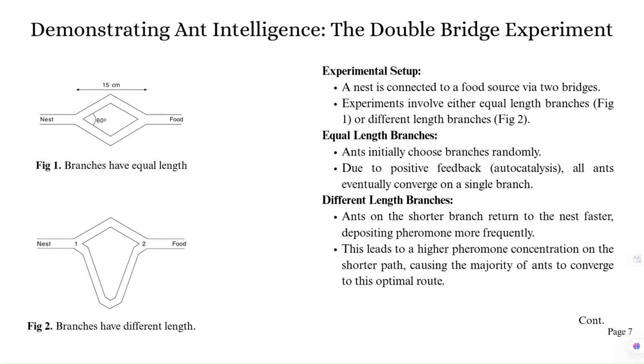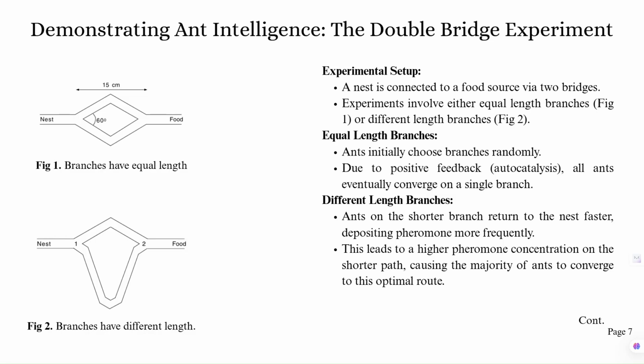The double bridge experiment demonstrates ant intelligence and the effectiveness of pheromone-based pathfinding. This experimental setup involves a nest connected to a food source via two bridges. Experiments are conducted with either equal length branches or different length branches. In the case of equal length branches, initially ants choose a branch randomly. However, due to positive feedback, also known as autocatalysis, the ants eventually converge on a single branch. This means that as more ants use a path, more pheromone is deposited, attracting even more ants to that path.